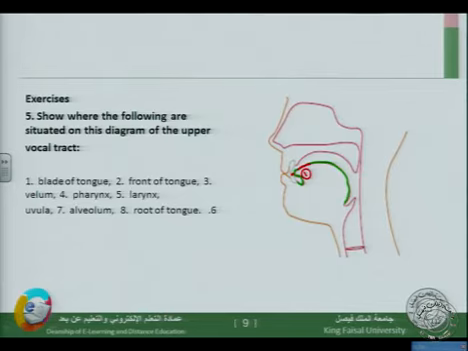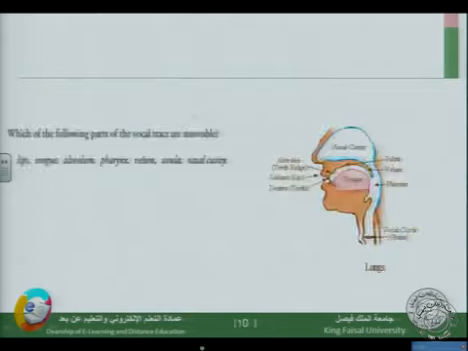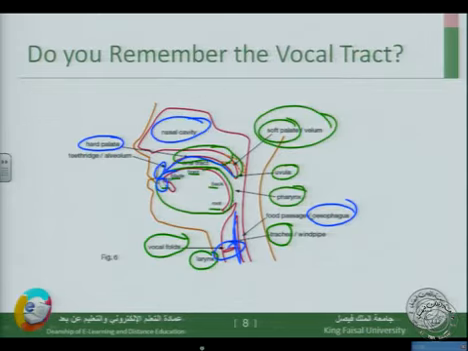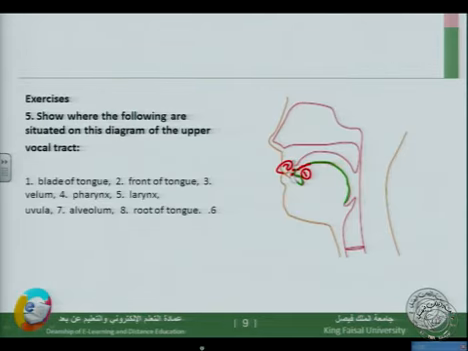Number two, front of the tongue. Okay, it's right there. If you go back to the previous one, you will find the following. So again, here is the tip, here is the blade, and here is the front of the tongue. Here's number 1, here's number 2.